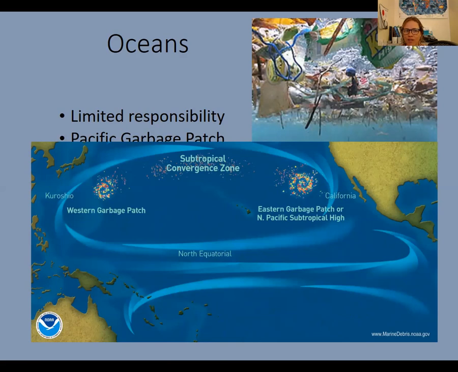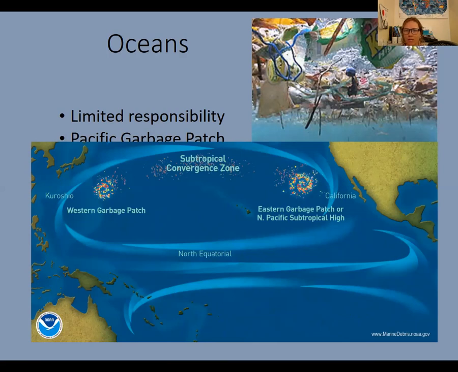So you may have heard of things like the Big Pacific Garbage Patch, and there's actually not just one garbage patch, there are several different garbage patches that have been collected as a result of water currents moving material around and concentrating it in certain areas of the ocean.